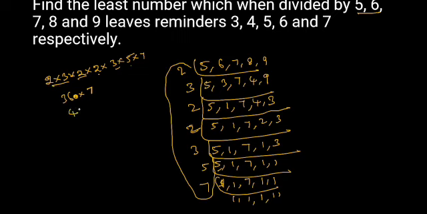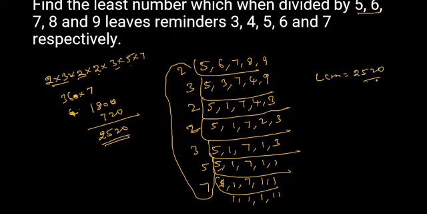360 into 7 is 2,520. So the LCM is 2,520, but it is not the actual number.